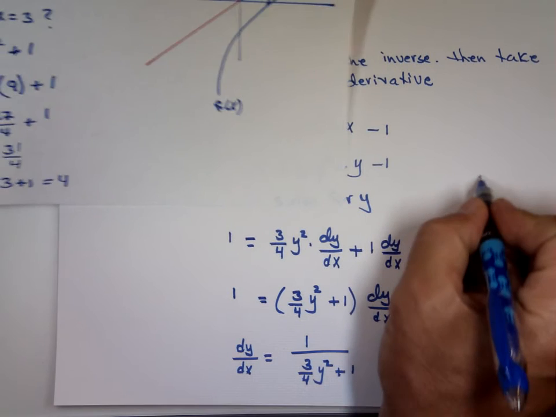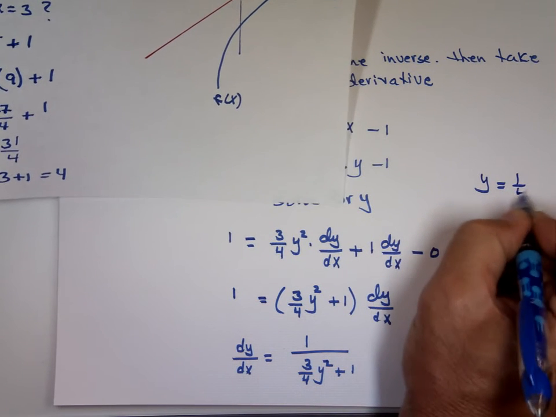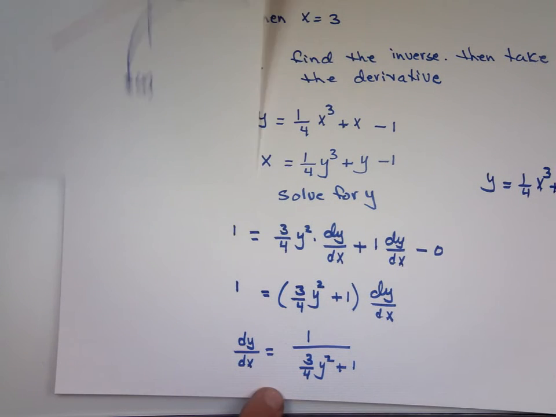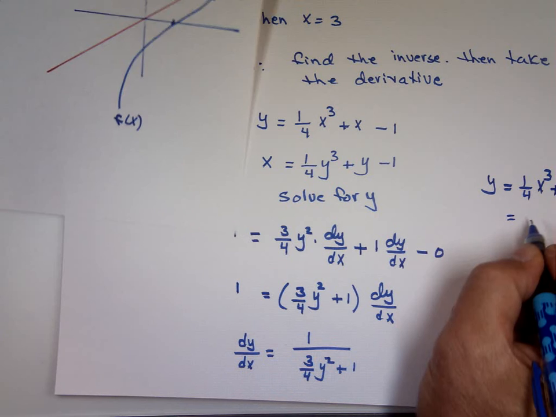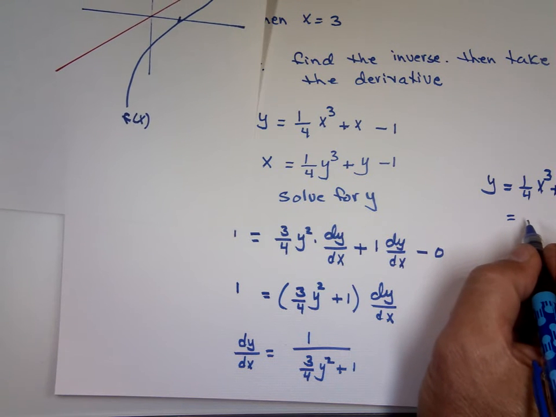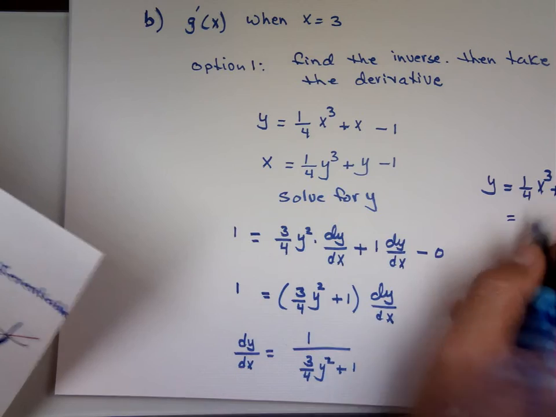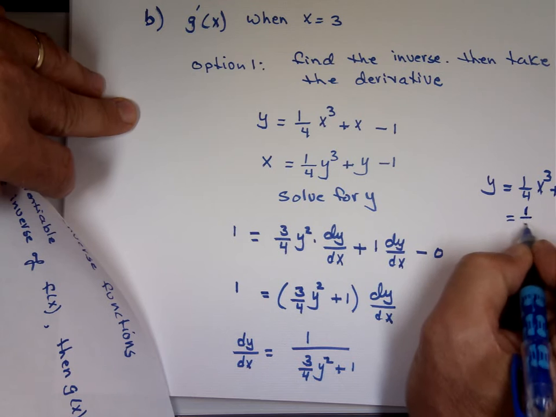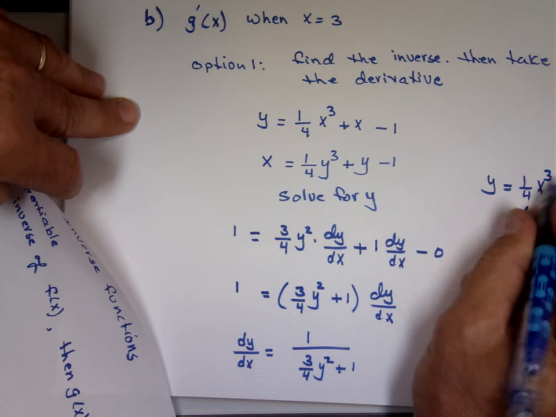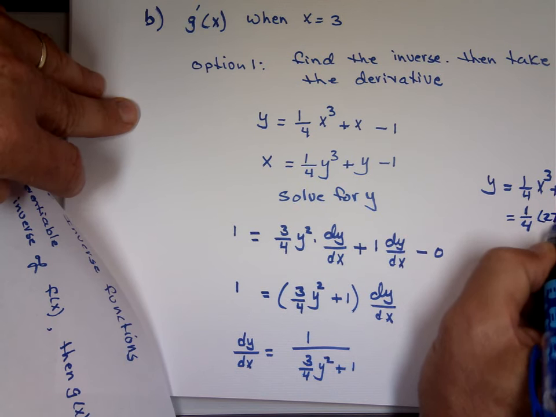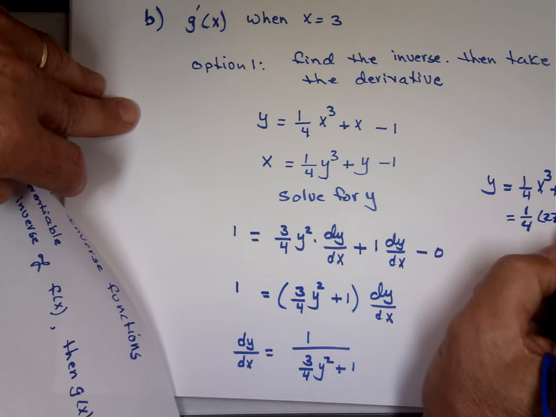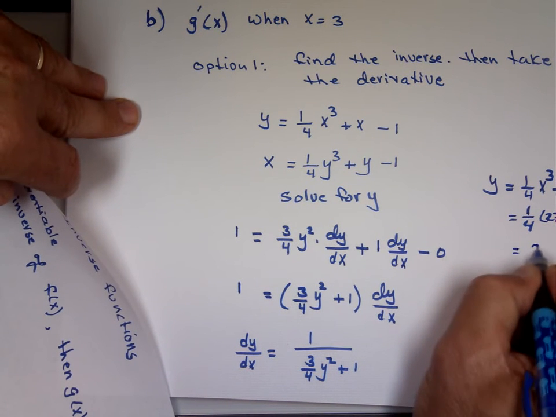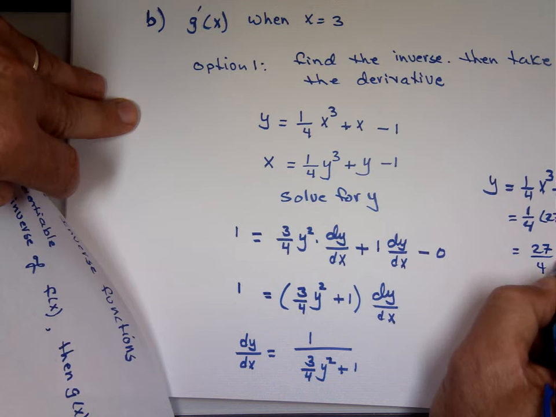So here we go. Y equals 1/4 x cubed plus x minus 1. When x is 3, did I ask for 2 or 3? Was it 2? 3, right? When x is 3, oh, the answer is, you mean 2? So 3 cubed, which is what? 27, plus 3 minus 1. 27 over 4 plus the 2.